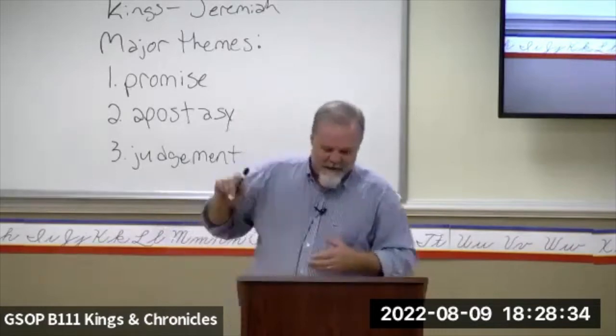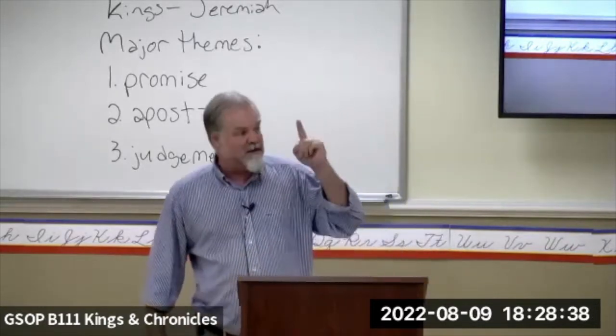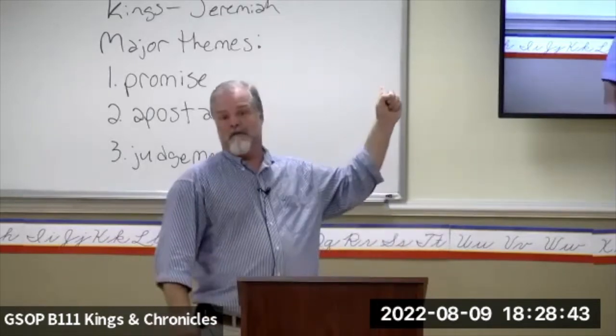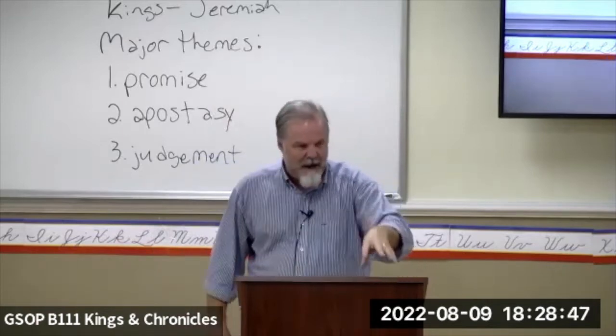So the next thing is the apostasy. All right. We're talking about 3 major themes now. Number 1 is the promise. We find that at the very beginning. Now that promise goes back even farther than that, but this is the promise that God makes to David and to Israel. All right. But now we have the idea of the apostasy.